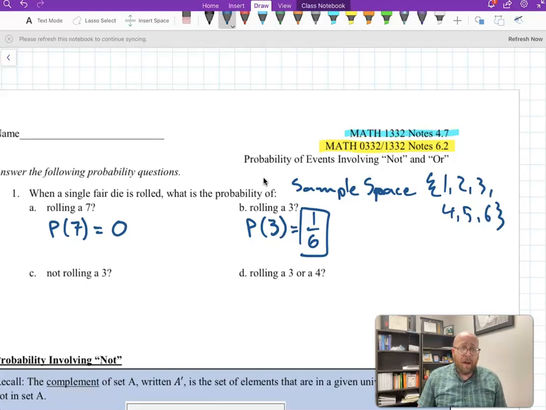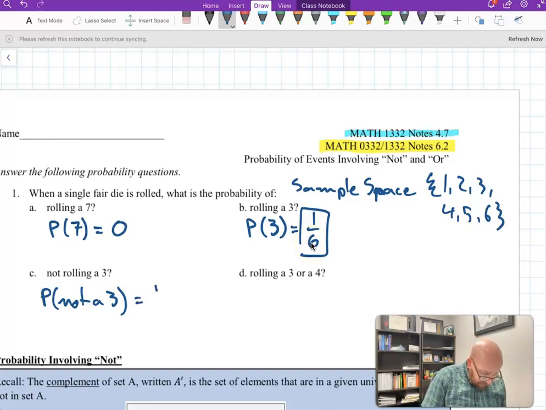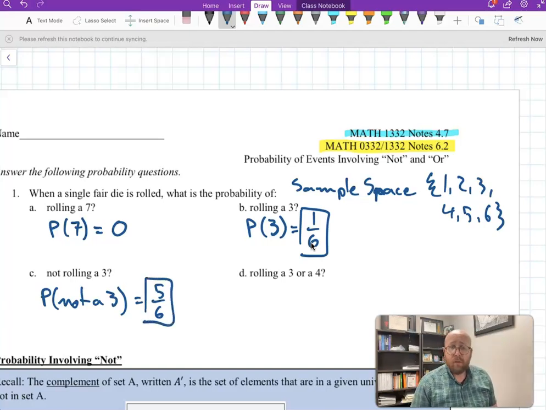What about not rolling a 3? Probability of not a 3. Well, if there is one way out of 6 to get a 3, then that means that there are 5 ways out of 6 to not get a 3. So our probability is 5/6.